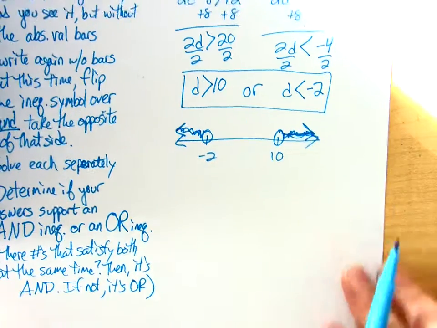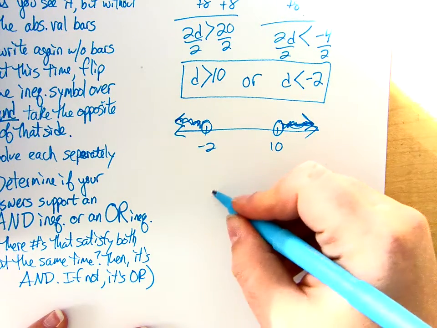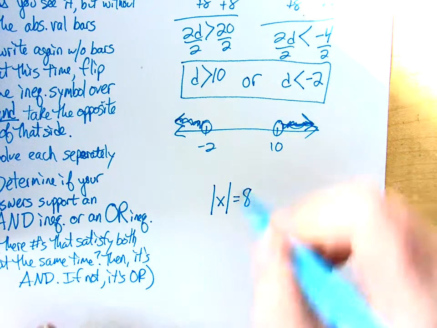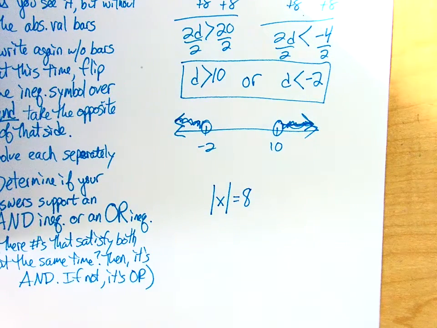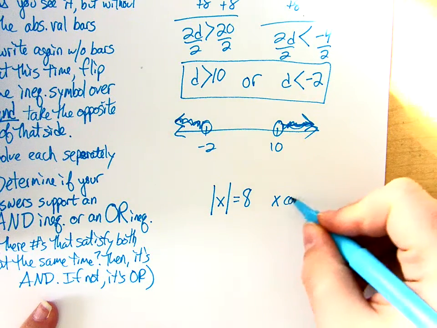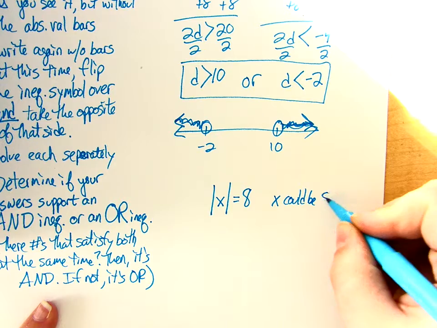So let's start with an example. If I take the absolute value of some number and I tell you that it's equal to 8, what could that number be? 8. Or it could be negative 8, right? Because the absolute value of negative 8 is also 8. So x could be 8 or negative 8, right?